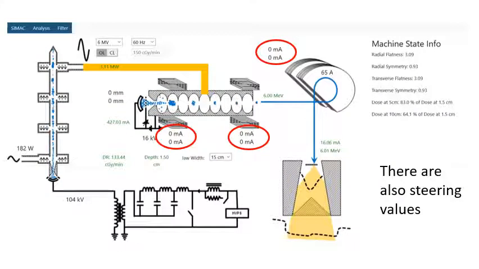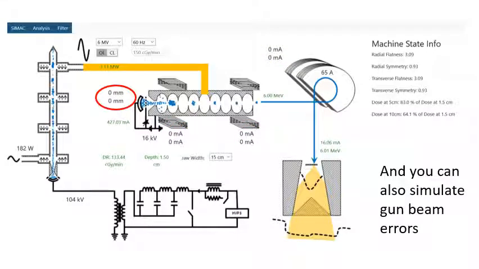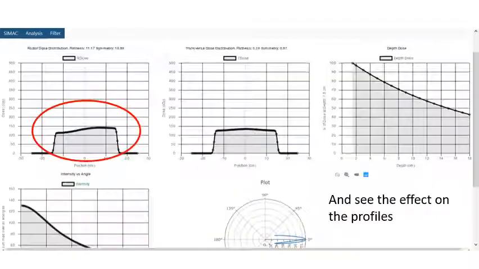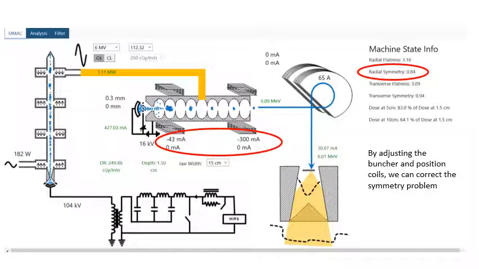There are also beam steering values that you can adjust, as well as gun beam errors. For instance, if you introduce a small gun error in the radial direction, you can see the effect this has on the radial symmetry. You can also visualize this in the Analysis tab. You can then adjust the buncher and position coils, and then correct the symmetry error.